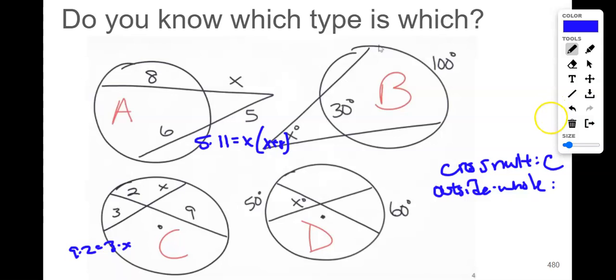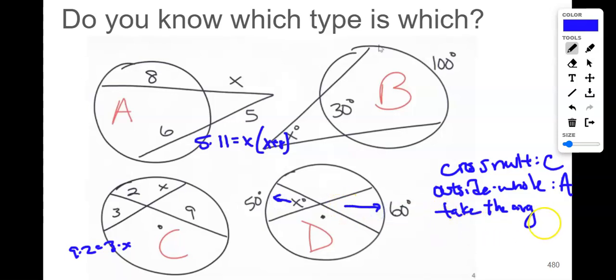Now, next up, which one would be taking the average of the arcs? Think about that, maybe pause it if you need to. Well, taking the average of the arcs would be D. If I want to find x, it's random, it's not in the center, it's not inscribed. I simply average the 50 and the 60, which would be 55. And then finally, B is your big arc minus your little arc divided by 2.